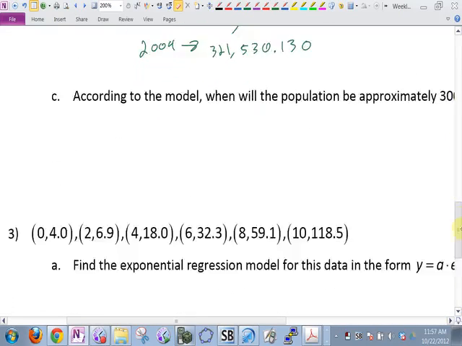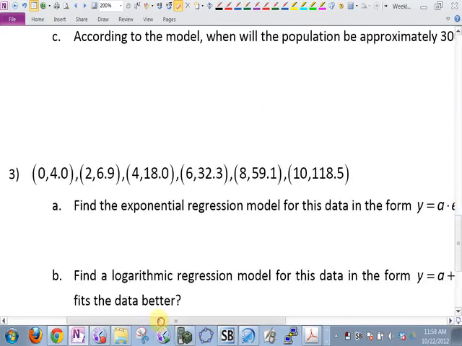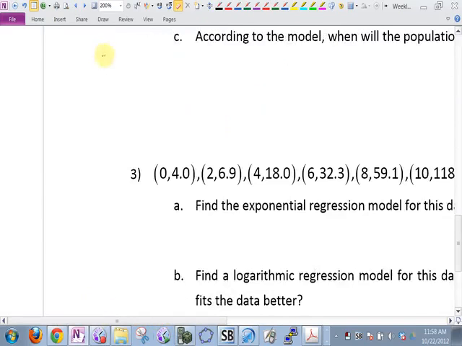Part C, according to the model, when will the population be approximately 300,000? Well, 300,000 people is the number 300. That was the biggest mistake. People actually wrote 300,000. And because the population is decreasing, you would have actually gotten a negative number that was like thousands of years in the past, because that is when, according to this mathematical model, the population would have been at 300 million people.